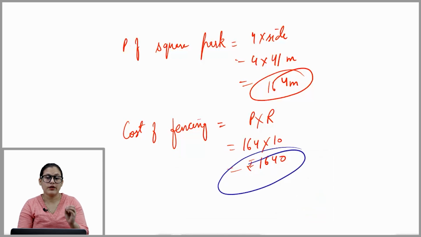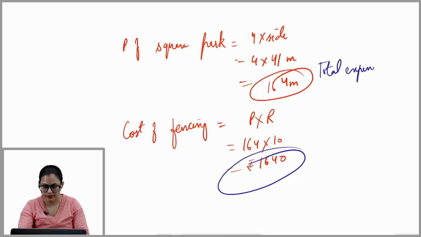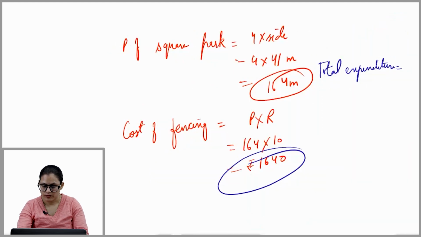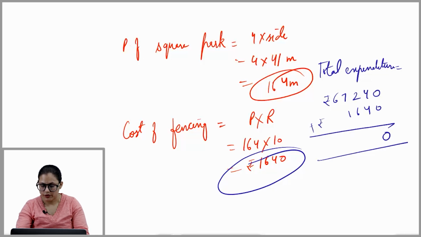Now we have to find out the total expenditure. Total expenditure is what? See, rupees 67,240 plus rupees 1,640. Now 4 plus 4, 8, 6 plus 2, 8, 7 plus 1, 8, 6. So this is the total expenditure, that is rupees 68,880, right?